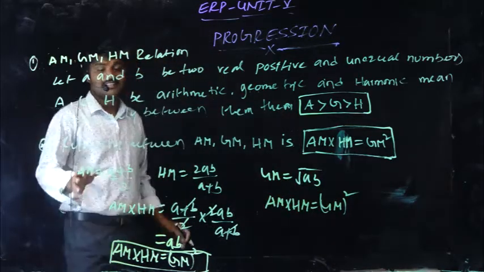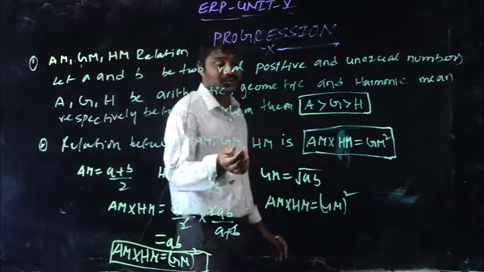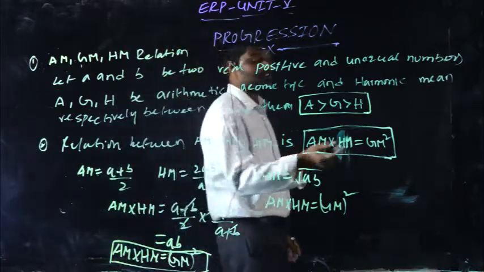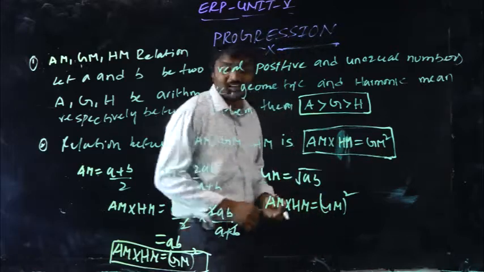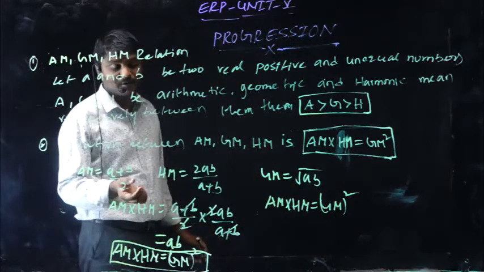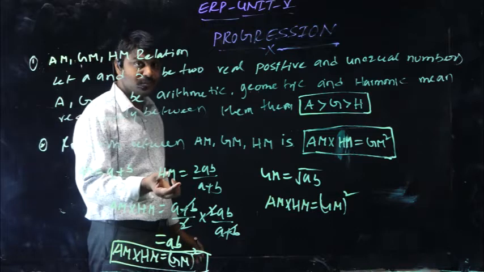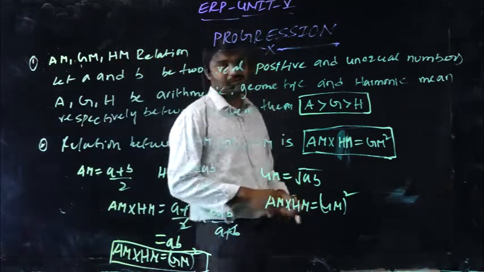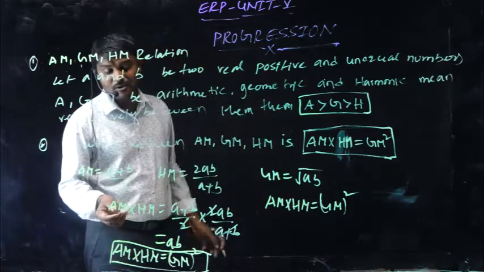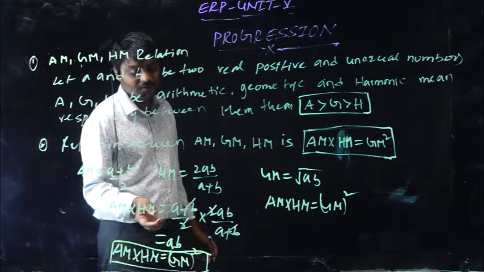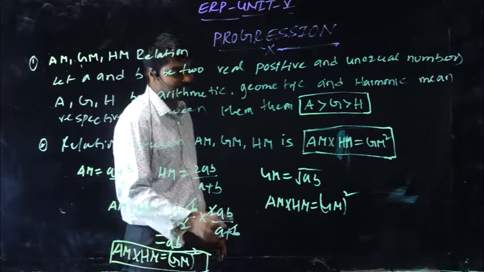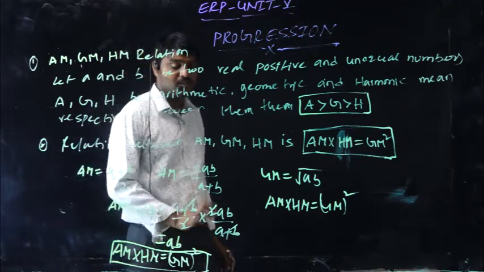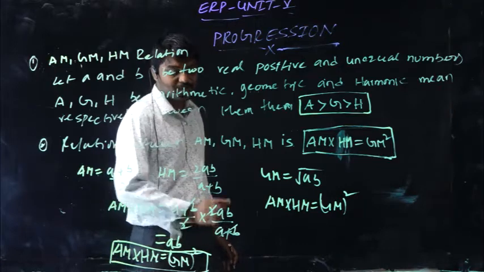Once again, the relation between the arithmetic mean, geometric mean and harmonic mean is arithmetic mean into harmonic mean equal to GM square. Here arithmetic mean equal to a plus b by 2, harmonic mean equal to 2ab by a plus b, geometric mean equal to root ab. So what is the relation? Arithmetic mean into harmonic mean equal to a plus b by 2 into 2ab by a plus b.